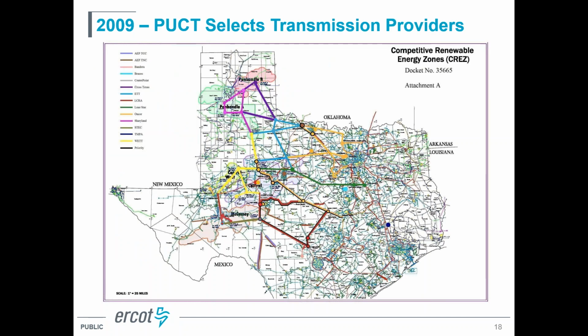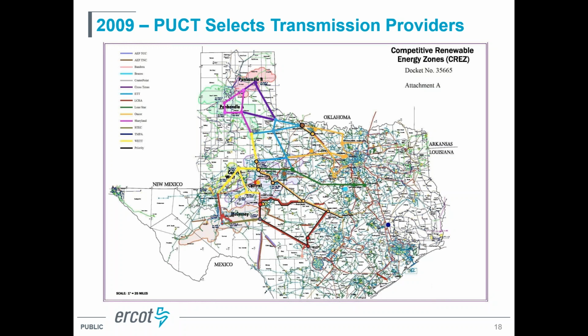So in 2009, the Public Utility Commission decided to spread out the building of the transmission lines to different transmission service providers, and there are a number. So each color on this map represents a different transmission service provider that would be responsible for constructing those lines. And that was something they decided to do in order to make sure there was no one transmission utility that was overwhelmed by the amount of work that had to be done.